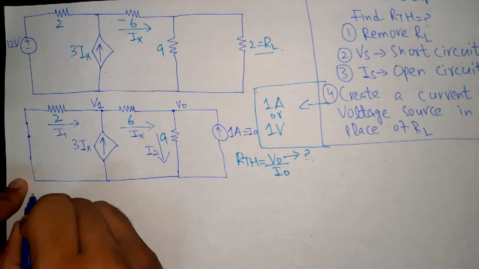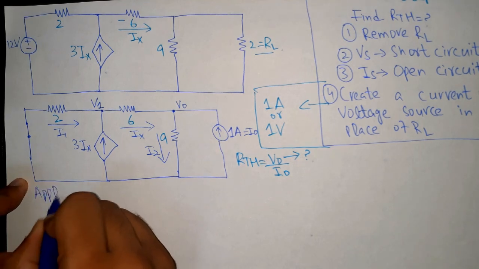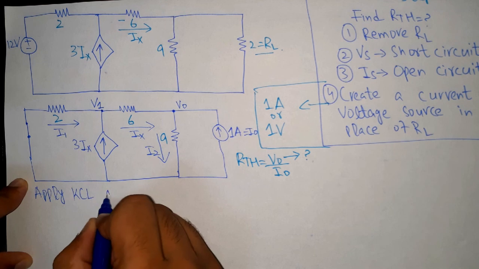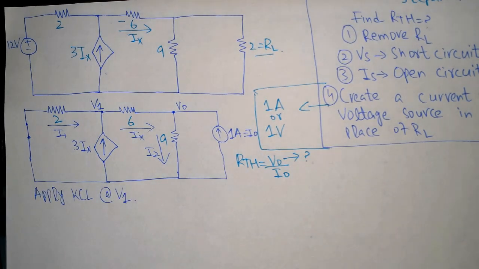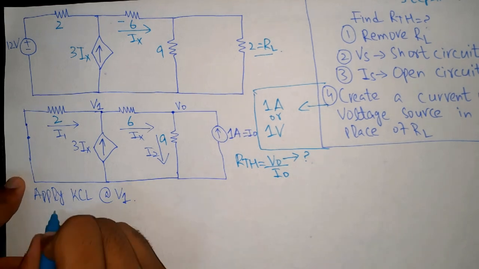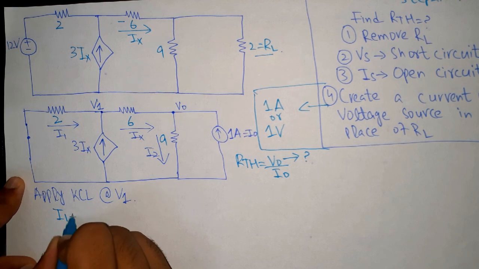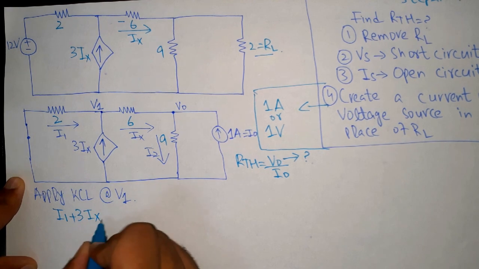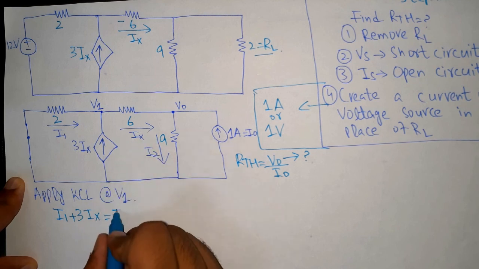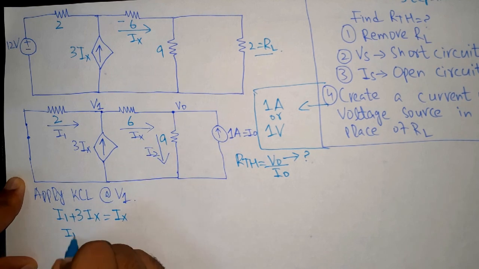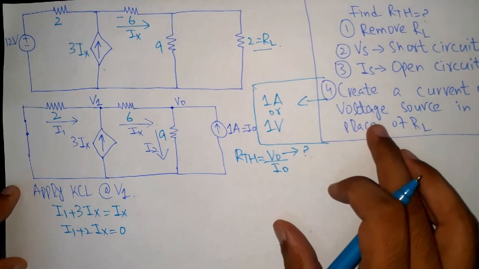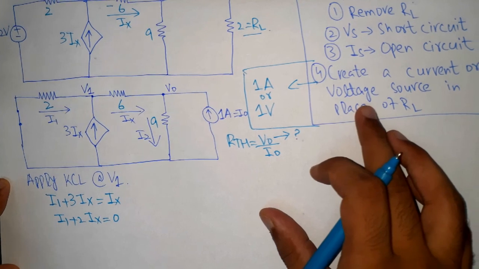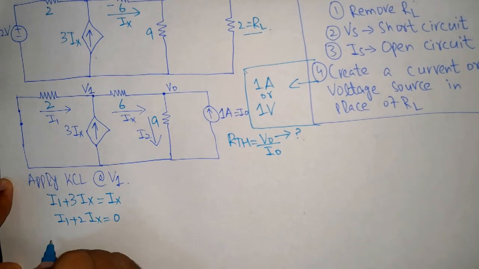Firstly, I will apply KCL at V1. Students, look at the node V1. There are 2 currents entering the node, I1 and 3Ix. So I will write I1 plus 3Ix, and the current leaving the node is equal to Ix. I will simplify. It becomes I1 plus 2Ix is equal to 0. So students, here I1 will be equal to 0 minus V1 divided by 2.